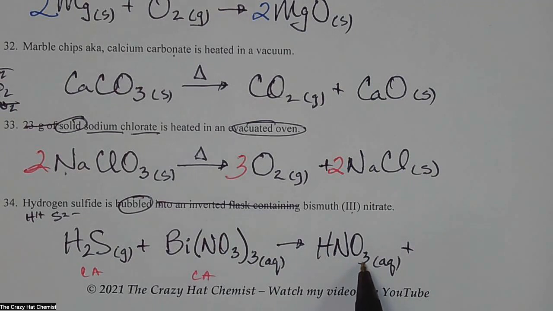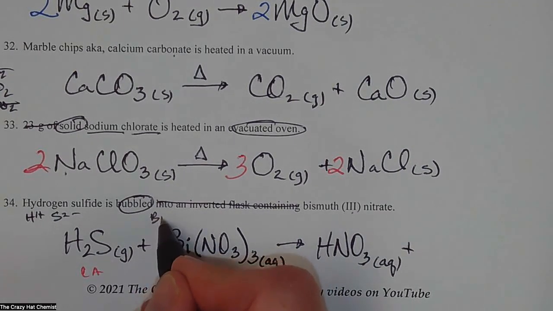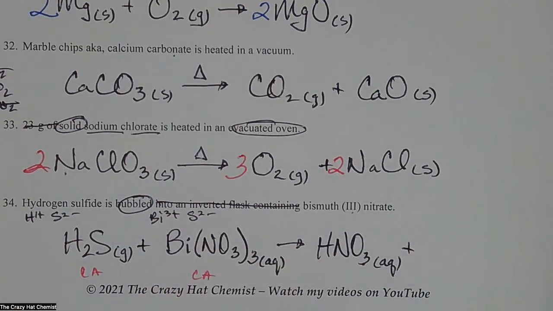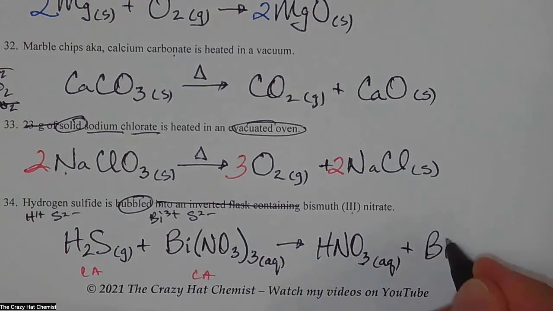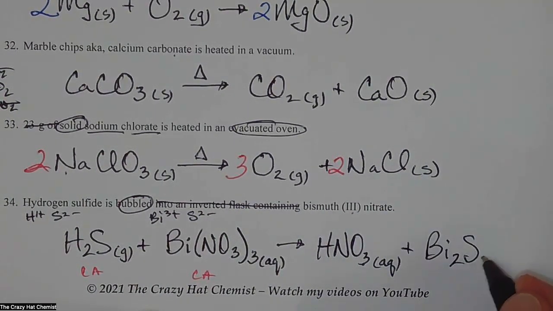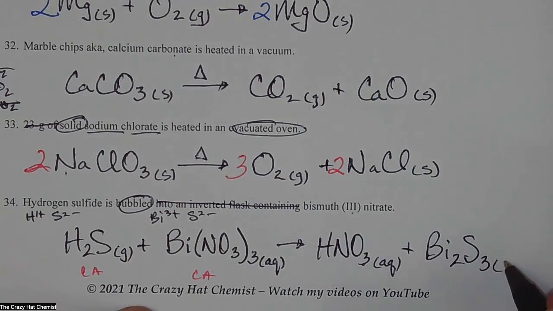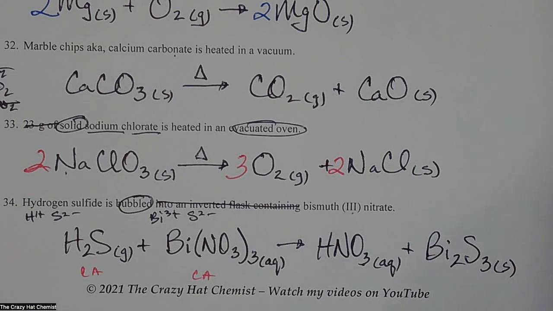Okay, nitric acid. To get the other product, the bismuth, remember, is a 3+. The sulfide is a 2-. So I'm going to combine the two of those together, and that would be Bi2S3. And sulfides are insoluble except for ammonium ion and the alkali metals. So therefore, this is a solid, just like that. Double displacement reaction. Now I need to balance this.